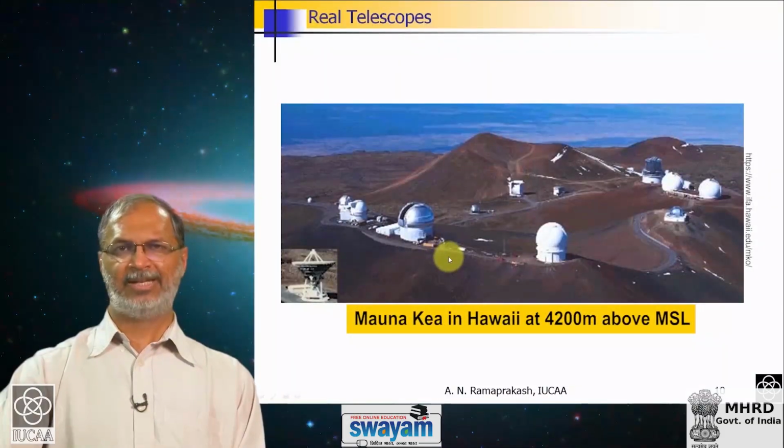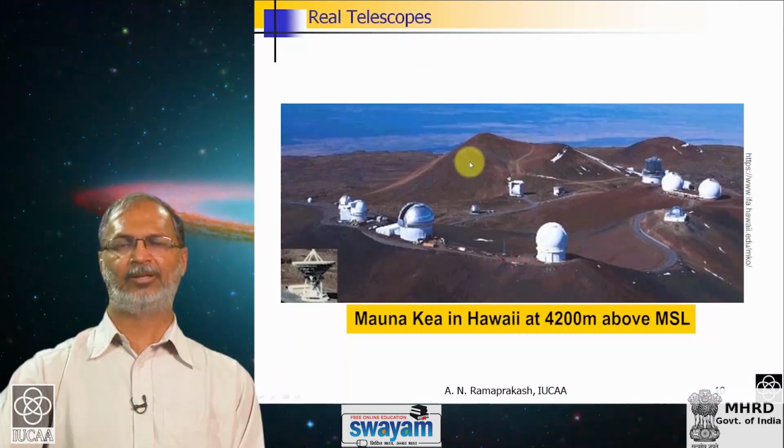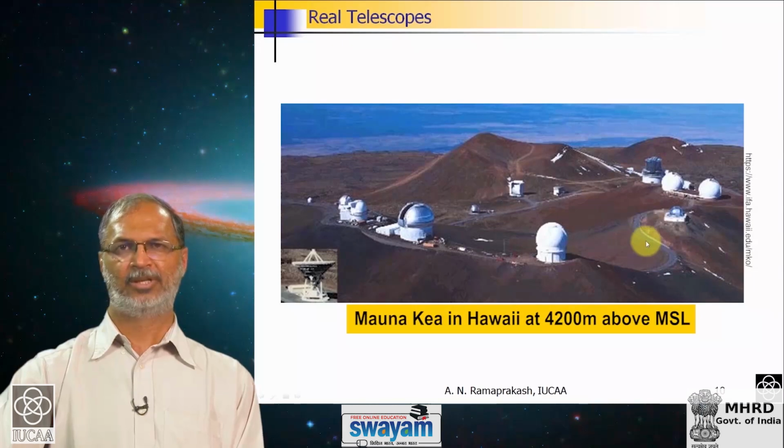So, having said that, let us look at a different aspect of astronomy. Let us look at some real telescopes, where they are and so on and so forth. Here is the location, one of the world's best astronomy locations, where you can see a large number of telescopes. This is a mountain called Mauna Kea.